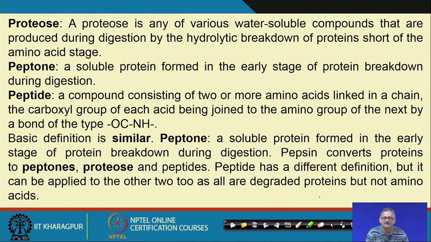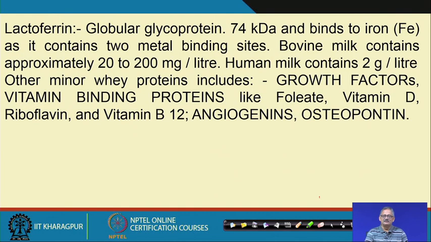Peptone is a soluble protein formed in the early stage of protein breakdown during the digestion process, and pepsin converts these proteins to peptone, protease and peptides, right. So, if we recapitulate a little, then we go to today's topic, the other globular proteins, that is whey proteins, like lactoferrin.